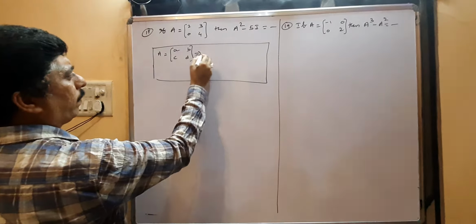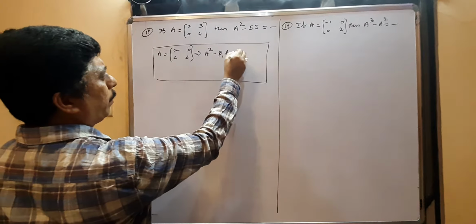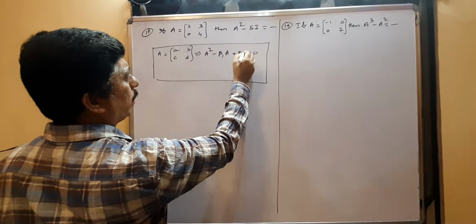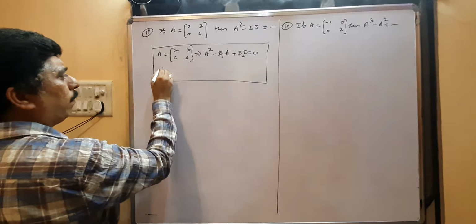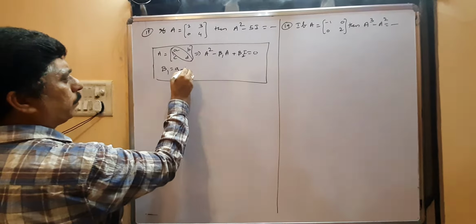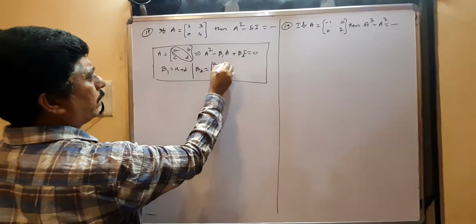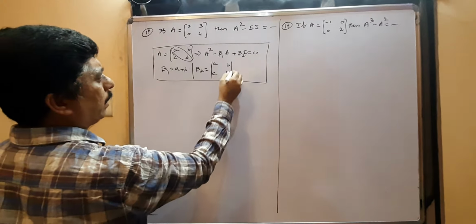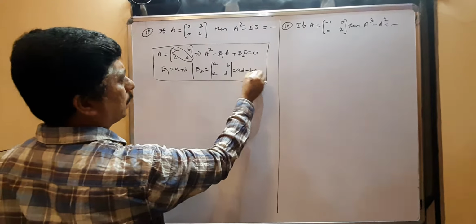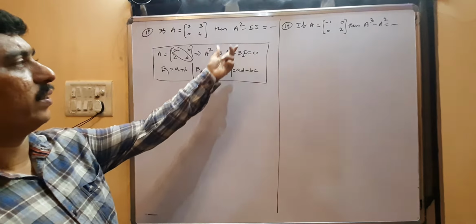Then the characteristic equation satisfies A square minus beta 1 into A plus beta 2 into I equal to 0. What is beta 1? Sum of the diagonal elements, that is A plus D. Beta 2 is the determinant of the given matrix A, B, C, D, that is AD minus BC. By using this characteristic equation, you have to find the relation.